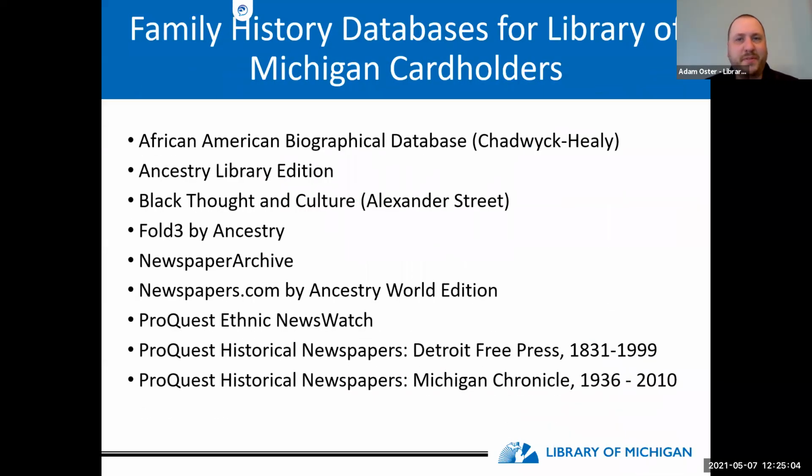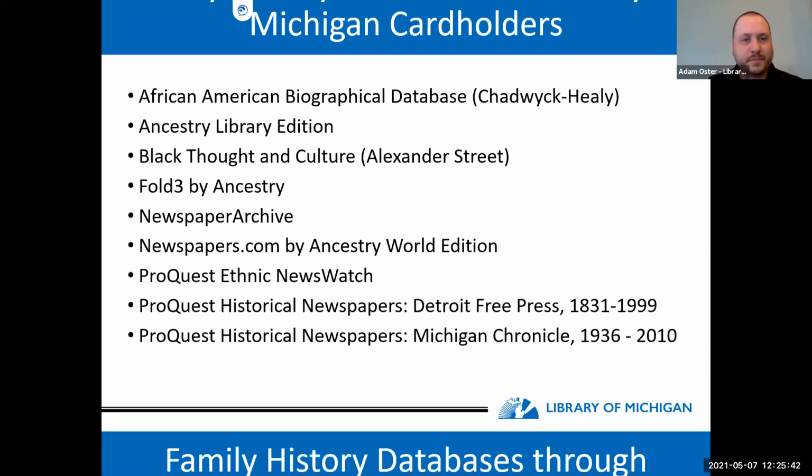As far as the databases we offer for cardholders, a selection includes the African American Biographical Database, Ancestry Library Edition, Black Thought and Culture, Fold3, Newspaper Archive, newspapers.com, Ethnic News Watch, and then through ProQuest, both the Detroit Free Press and the Michigan Chronicle. We're slowly trying to add more, especially with the COVID restrictions on the building, but these are the ones available for cardholders right now.